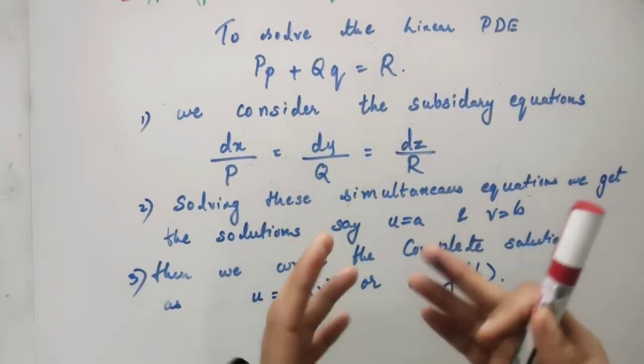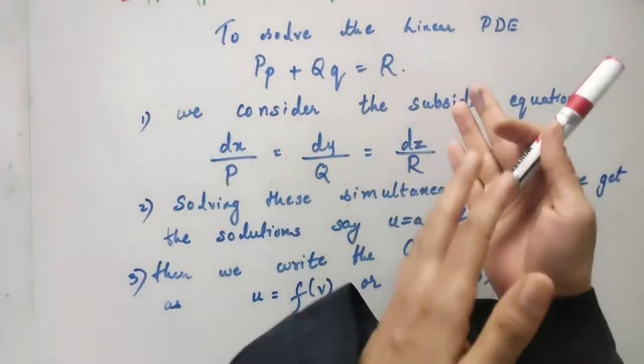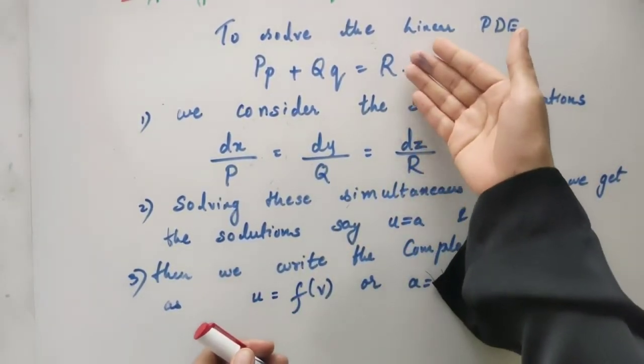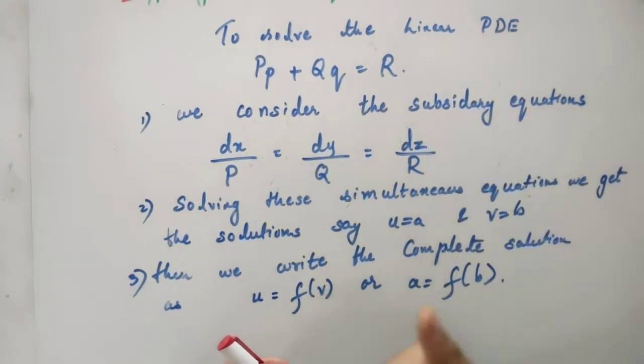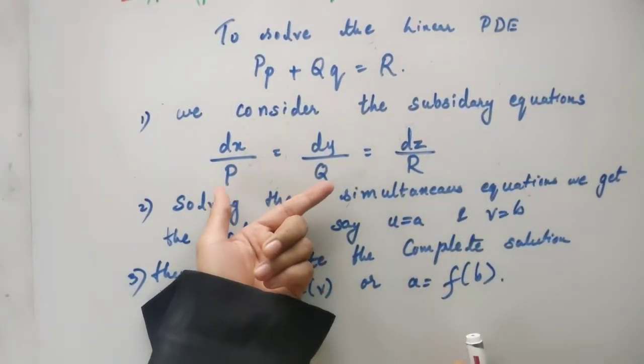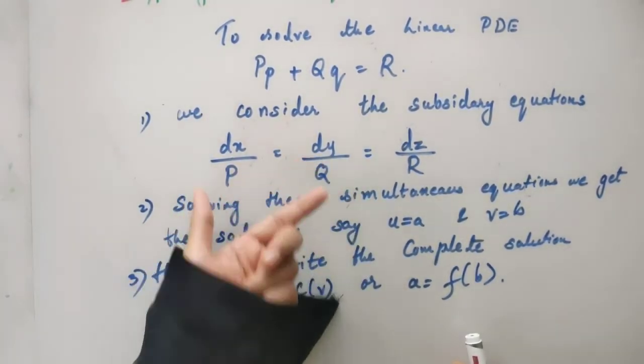Maybe the equation may not be in the standard form. What you have to do is write this in the standard form and then separate all the terms on the right hand side. Okay, the remaining terms, dz divided by R, you are going to consider. Now after writing all this, you can just see that you can take two equations at a time. Say this is equal to this, now you can take two at a time.